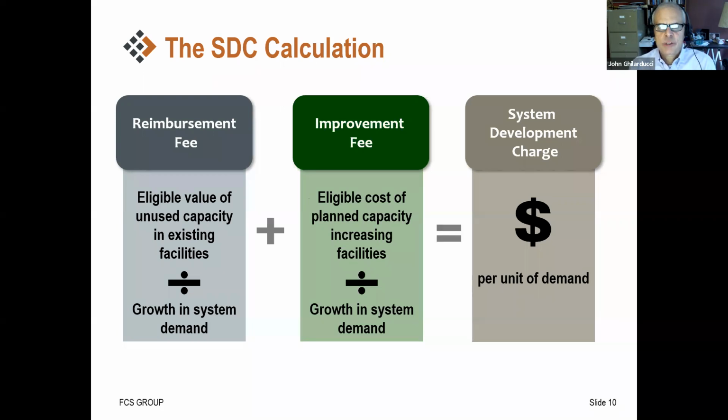In the case of parks, it's almost always all about the improvement fee. That's the one that's looking forward at the project list, at planned projects. And if you picture that long list, we have to identify the piece of each project which is adding capacity for future users or growth. And the sum total of all those portions of projects and project costs divided by the growth that they will serve gives us our improvement fee.